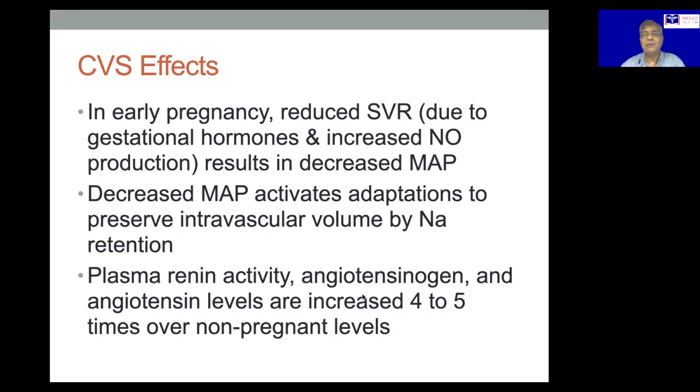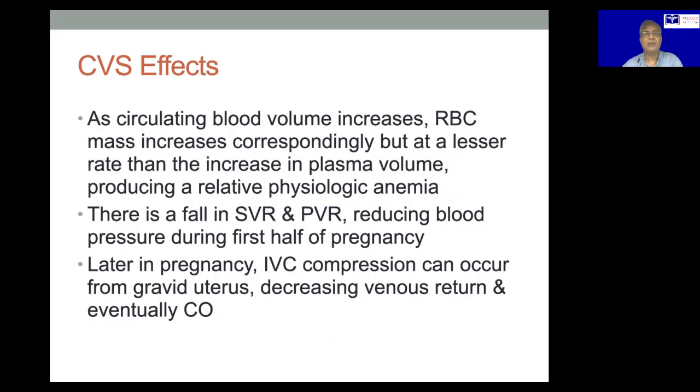There is an increase in the plasma renin activity, angiotensinogen levels and angiotensin levels are increased. And this increase is said to be 4 to 5 times over the non-pregnant levels. As the circulating blood volume increases, the RBC mass increases correspondingly, but at a lesser rate than the increase in the plasma volume. And this results in what is called the physiological anemia of pregnancy.